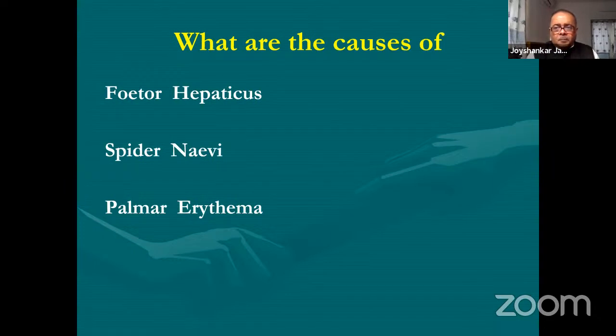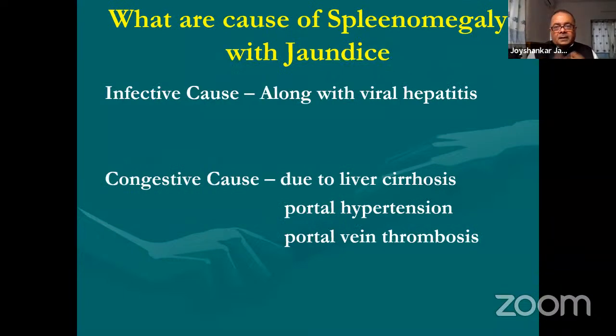Then what are the causes of splenomegaly? You know how to palpate the spleen. So causes again divide: infective causes along with viral hepatitis, and of course congestive causes because of liver cirrhosis, portal hypertension, and portal vein thrombosis.